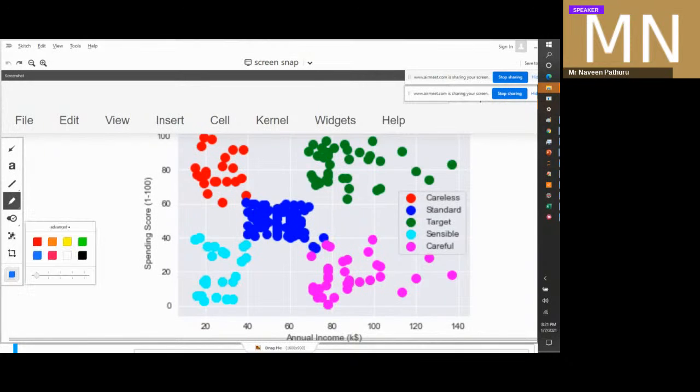Next come to the reds. What's happening with the reds? Reds are earning less, but spending more. So these are the careless customers. They're going to call them careless customers. Next come to the last one. Choose this one. What is this? Their earnings are more and spending is more. These guys are called target customers.